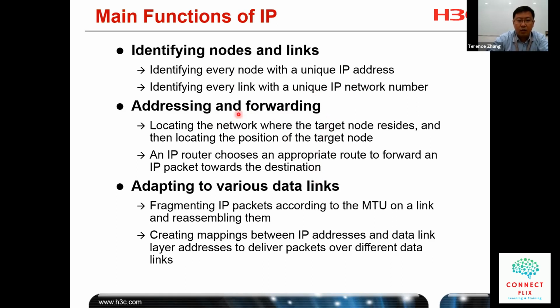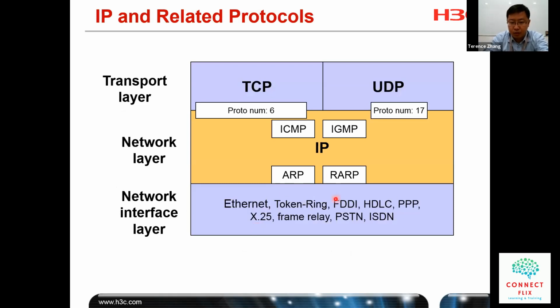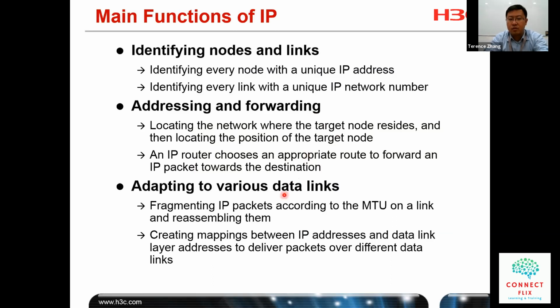Main function of IP. For this, adapting to various data links means that no matter what kind of layer 2 network it is, they can all use IP. Right, this is the meaning of the third sentence. So this is the meaning of the third sentence, right? IP supports abundant types of layer 2 protocols. This is the main function of IP.